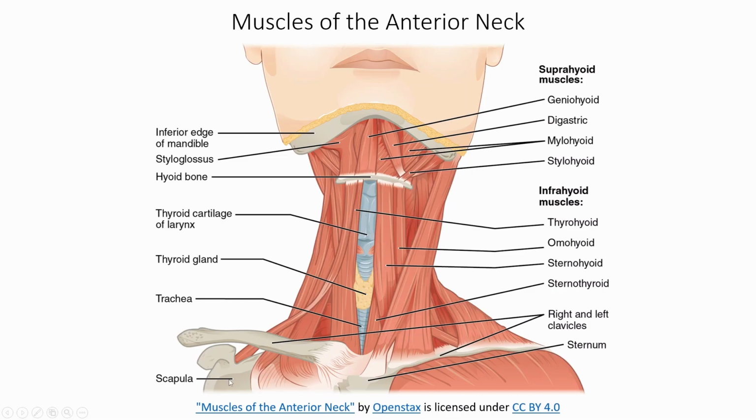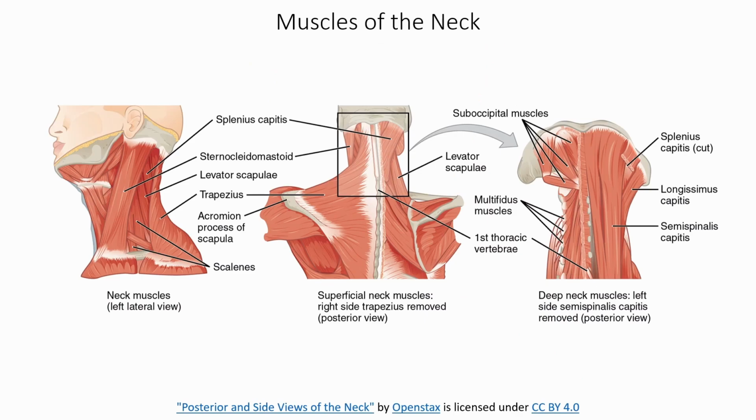And the rest are down here, the clavicles, the sternum, the scapula, that should all be a review. If we look at the lateral and the posterior views of the neck, we see the sternocleidomastoid, which is again named for what it's connected to. So connecting to the sternum, connecting to the clavicle, and connecting to the mastoid process.